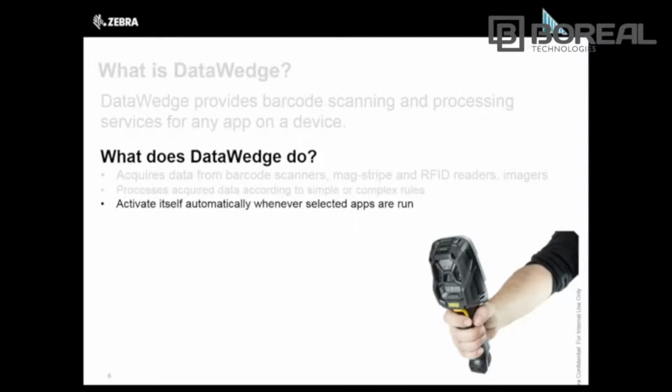Then it can also activate itself whenever a selected app is run. So if you have an app on a device in your organization, you say, I always want Datawedge to be active when this app is running. You can set it up that way as well.